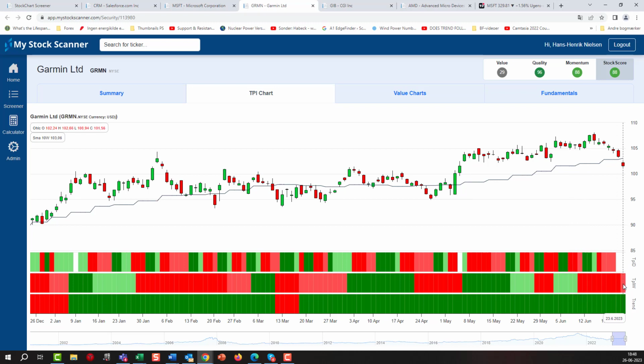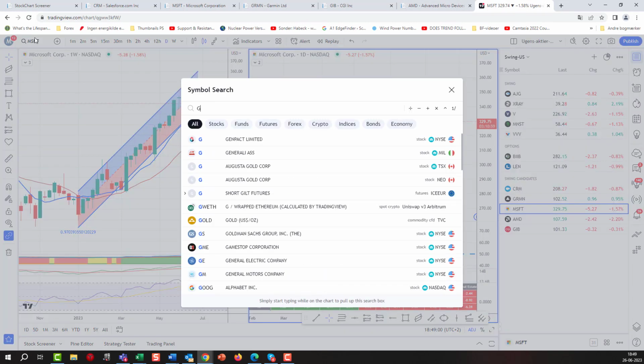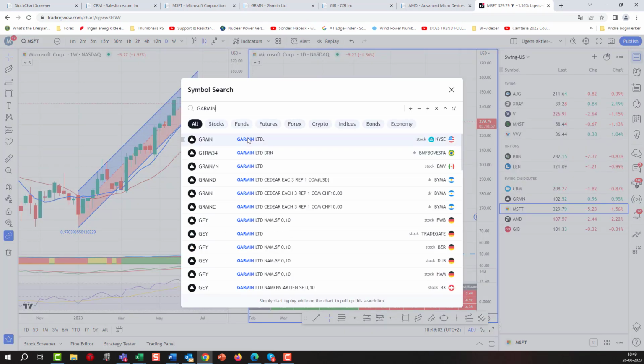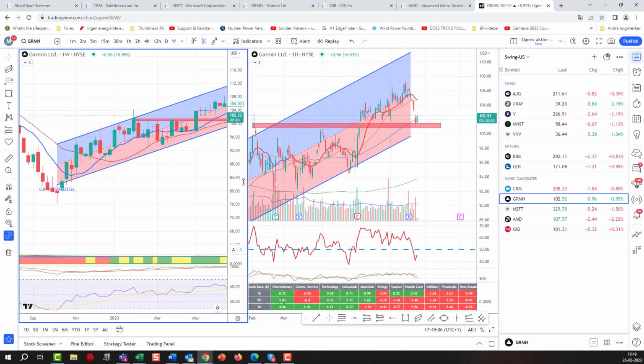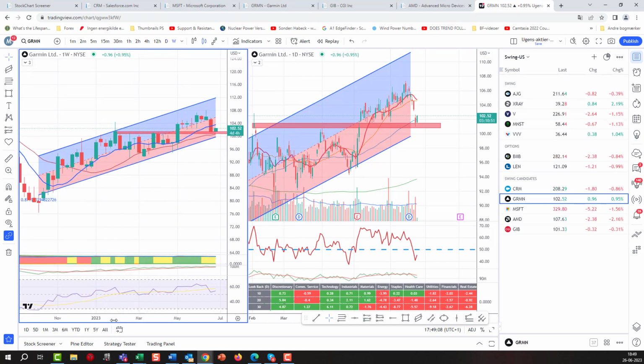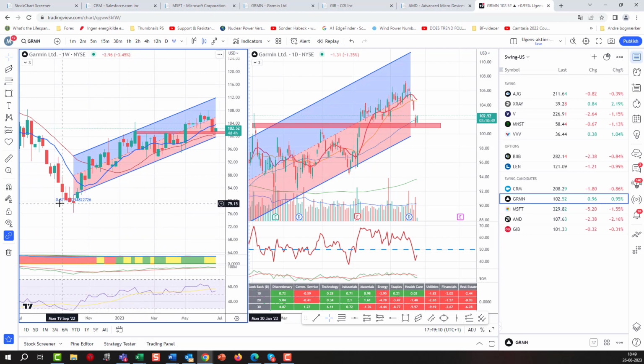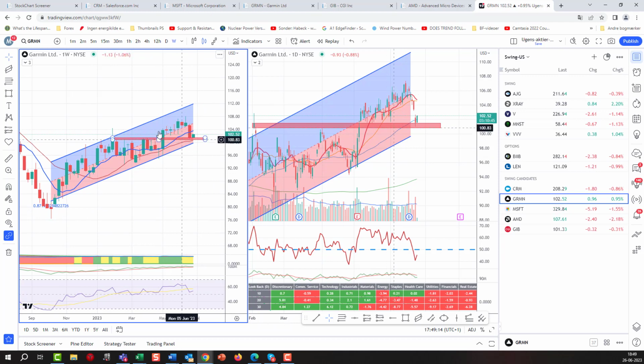We can see the oversold accumulation phase. And looking in here in TradingView at Garmin, we can see again a good solid regression channel. We can see the number here, 0.87, so it's a reasonably strong channel. We are at the lower point.